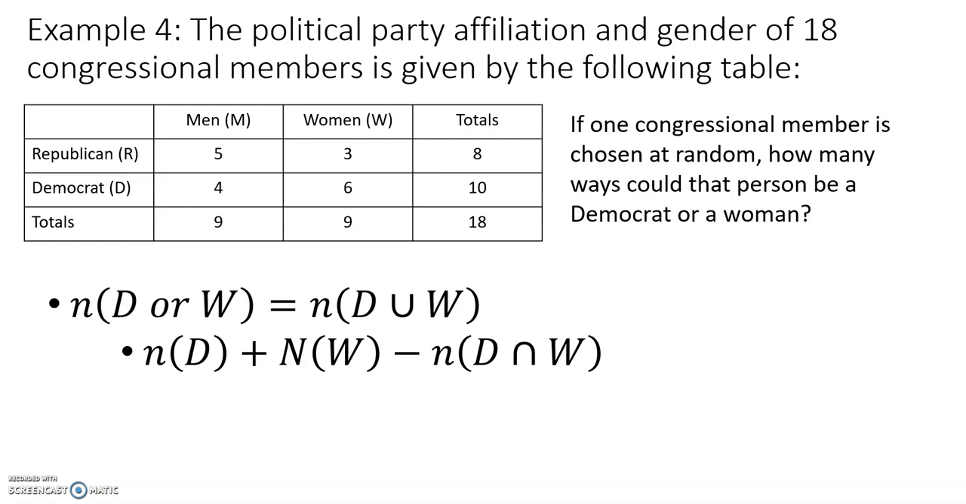There are 10 Democrats. There are 9 women. And there are 6 that are both Democrats and women. 10 plus 9 minus 6 is 13.